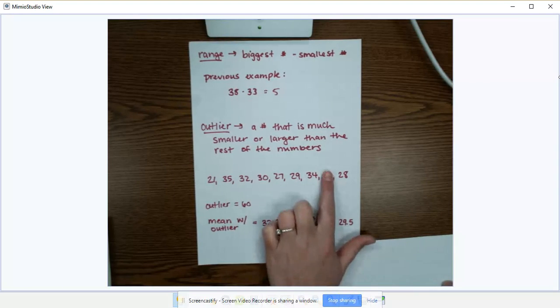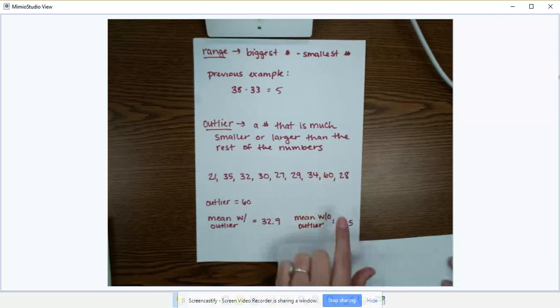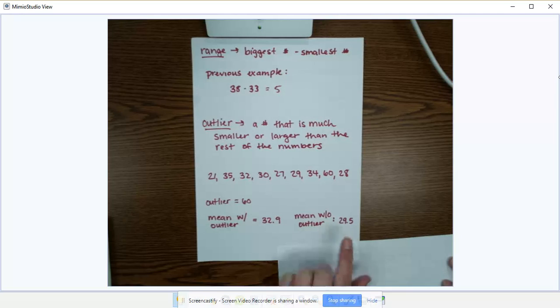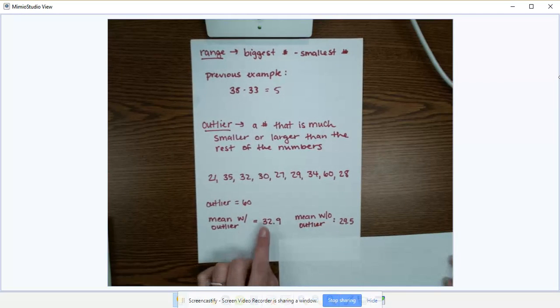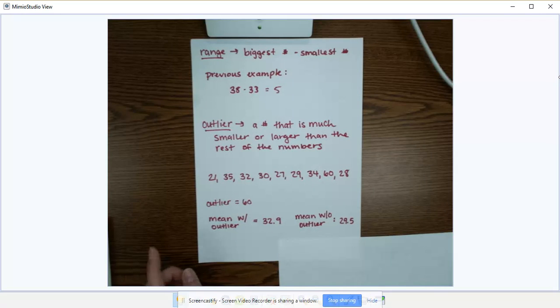Say instead of 60, say we had a really small outlier of like 4, then that would bring your mean down if you calculated it with 4 in there. So just be aware that if you have a number that's lots larger or smaller, it will affect your measures of central tendency.